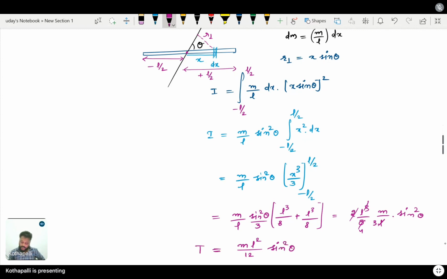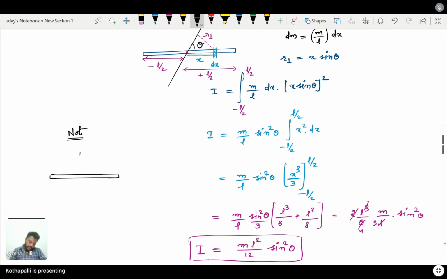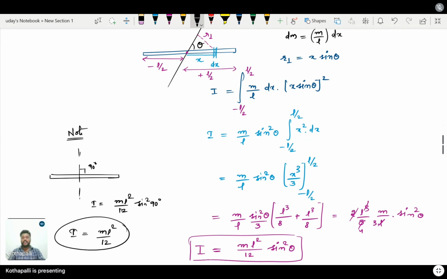This is the moment of inertia of the rod about an axis passing through its center and making an angle theta. As I told you in the previous condition, note point: what if the rod is making 90 degrees with the axis and passing through its center? The moment of inertia will be mL square by 12 into sine square 90, which is I equals mL square by 12.